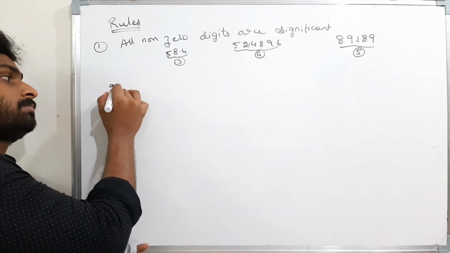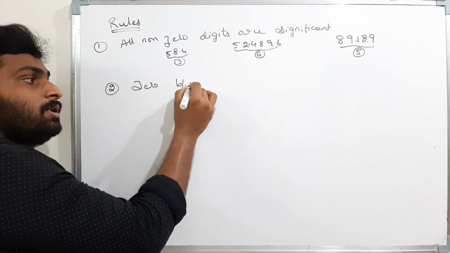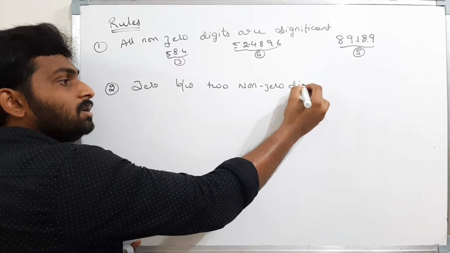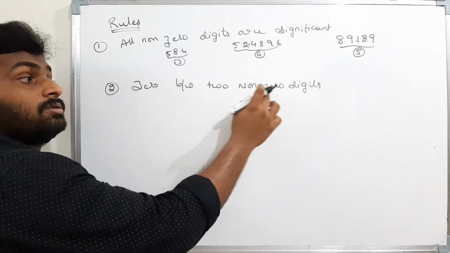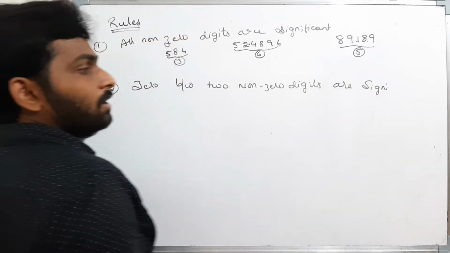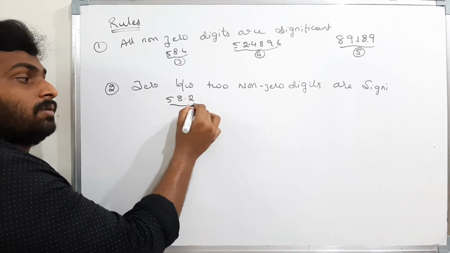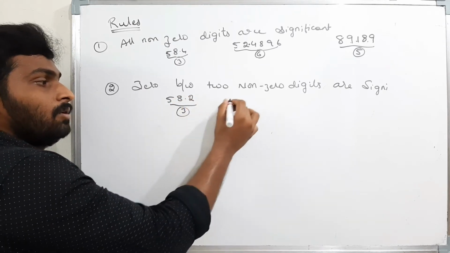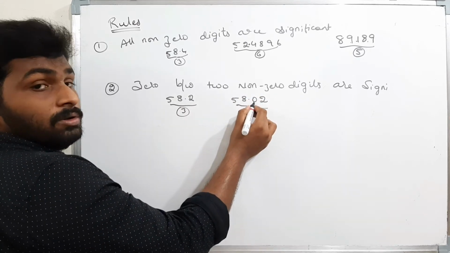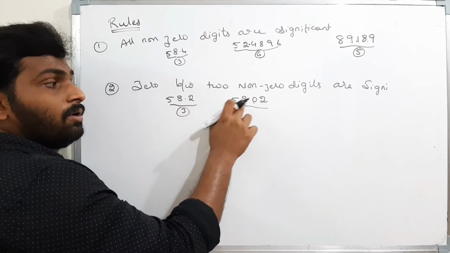Okay, we'll see the second rule. Zeros between two non-zero digits are significant. That means 58.2, how many significant figures? 3. 58.02, how many significant figures? This 0 is between two non-zero digits. Therefore, this is also significant. Therefore, 1, 2, 3, 4.